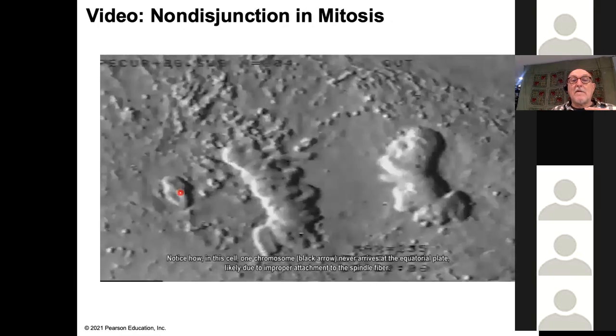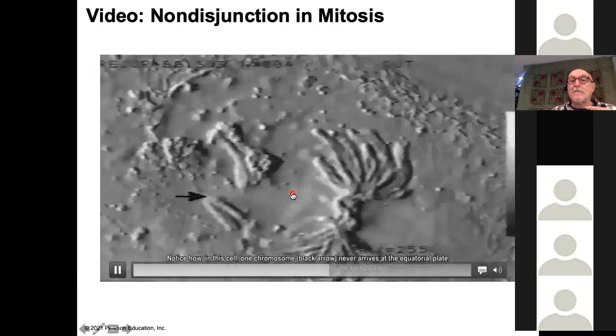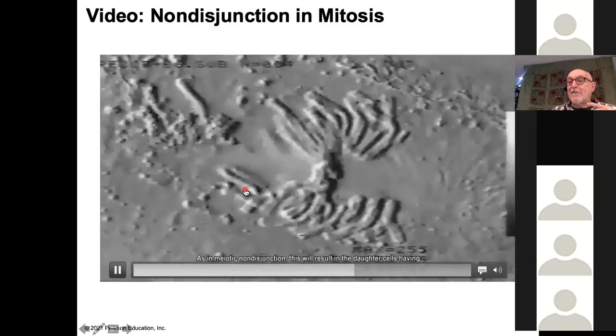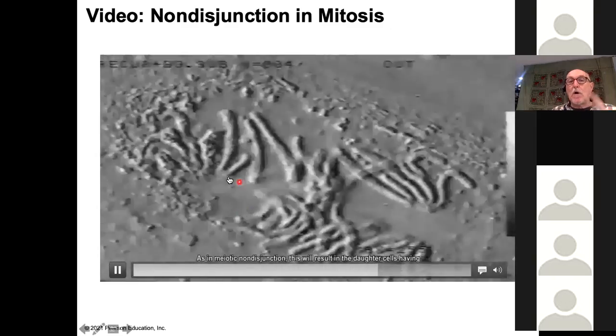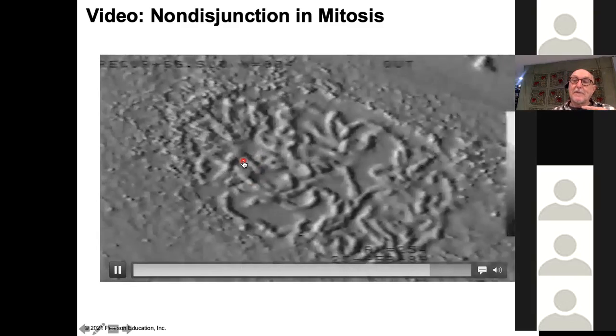There. That never got to the plate. Right, so it's never attached properly, and it just wanders around and gets included in the new nucleus.